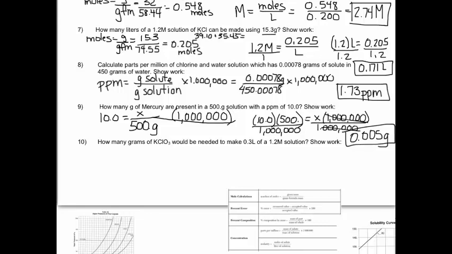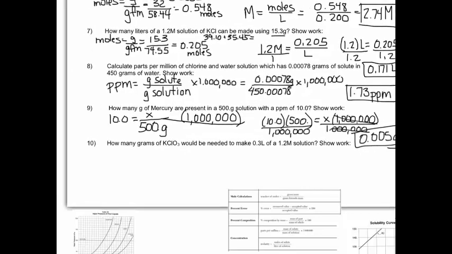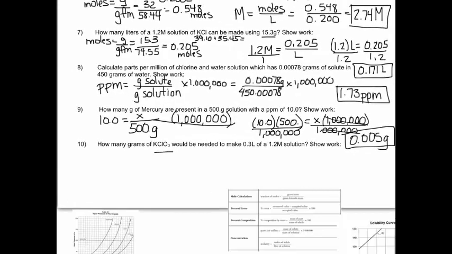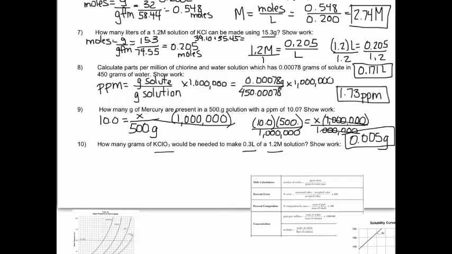Last question in calculating concentration. They want to know how many grams of KClO3 would be needed to make 0.3 liters of a 1.2 molar solution. This is very much the kind of thing that chemists have to do very regularly. Every lab, we have to figure this out. So this is actually a really real world question for a chemist or a first-year chemistry student in college.